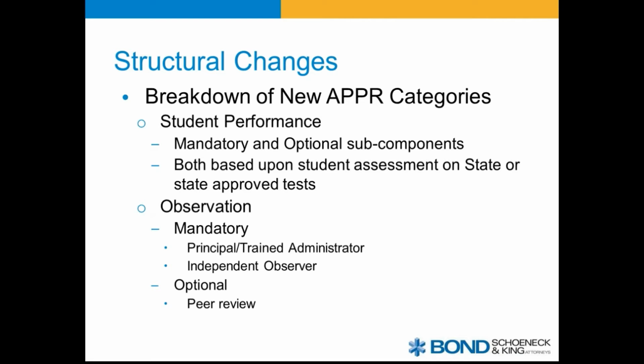So let's break down these new categories. Student performance and the observation/school visit categories each have mandatory subcomponents and optional subcomponents. Student performance has 1 optional subcomponent, but both of the subcomponents of student performance will be based upon student assessment on a state test or a state-approved test. The observation category has 2 mandatory components: principal or trained administrator observation, and observation by an independent observer, and 1 optional subcomponent, which is peer review. And we'll talk about those in a little bit more detail.